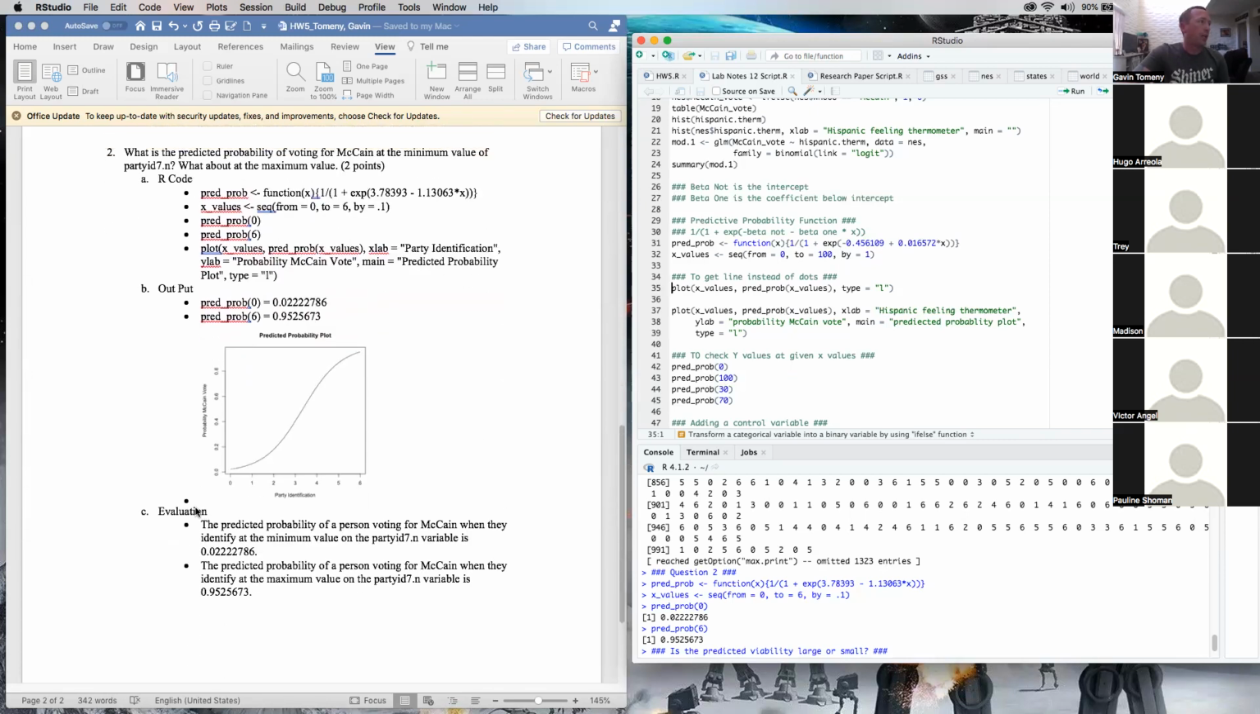So then when it comes down to the evaluation for this, it's simply the predicted probability of a person voting for McCain when they identify at the minimum value on the party ID 7.n variable is 0.02276. And then for the maximum it's 0.95. And that is homework 5.